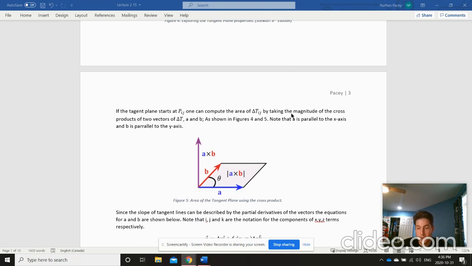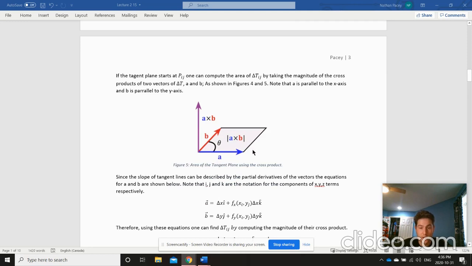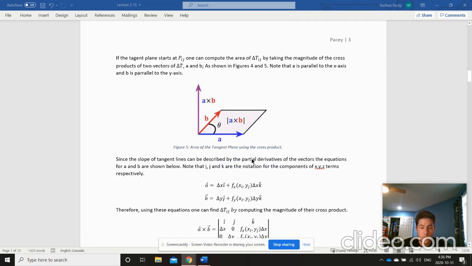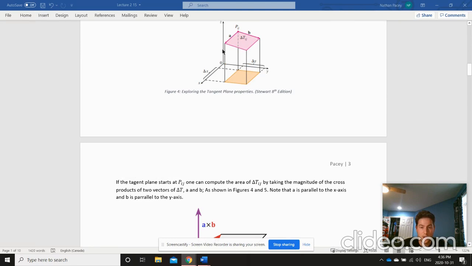That is the area of the small rectangle of the tangent plane. So this is incredibly useful because we can formulate equations for A and B, and take the magnitude of their cross product. So that's what we do here. By the way, A and B are in the x and y axes in this example. You can see that here.